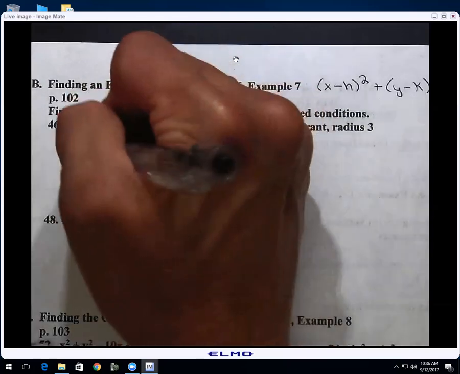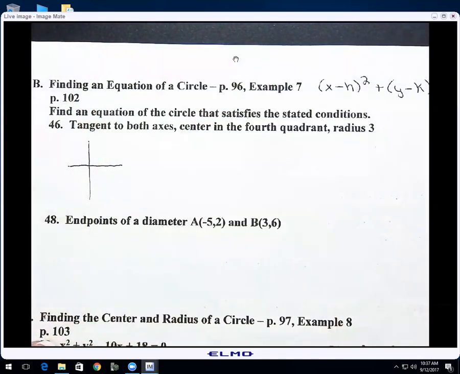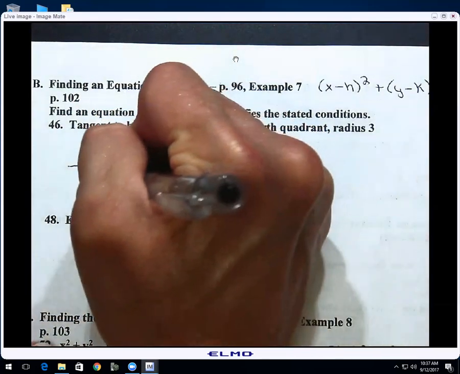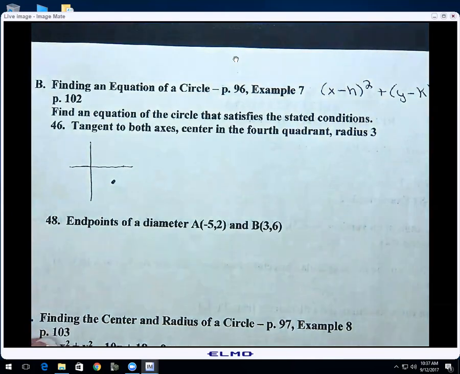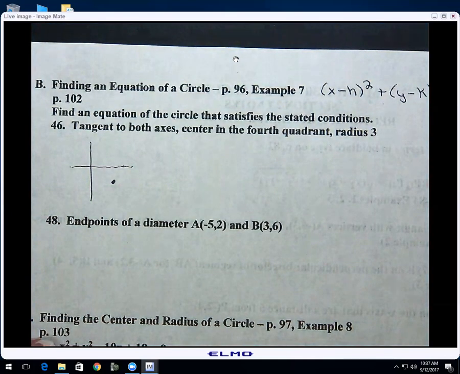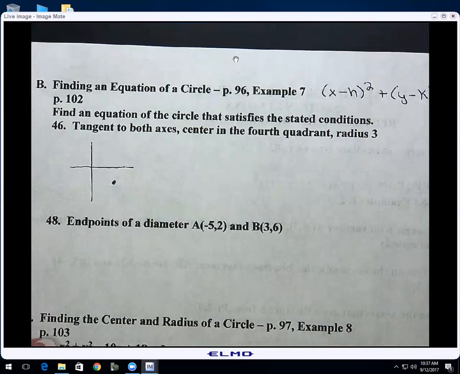So, I don't know about the tangent to both axes, but I can show you definitely center in the 4th quadrant. If it's tangent to both axes in the 4th quadrant and the radius is 3, wouldn't that also make it 3 for x and negative 3 for y? Yeah, absolutely. And maybe you could figure that out without the picture. Maybe seeing the picture helps you figure that out.